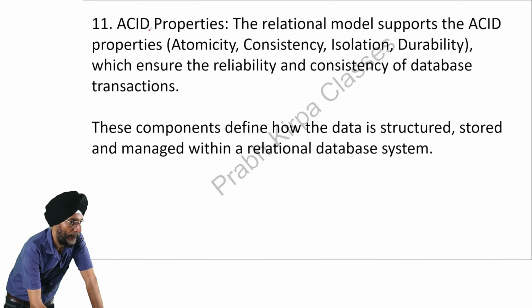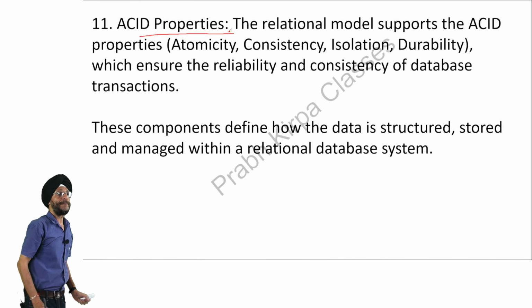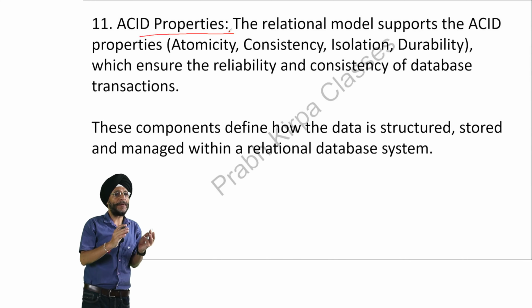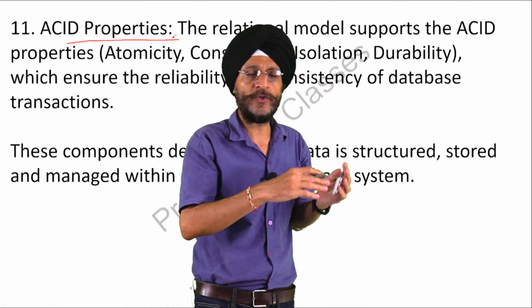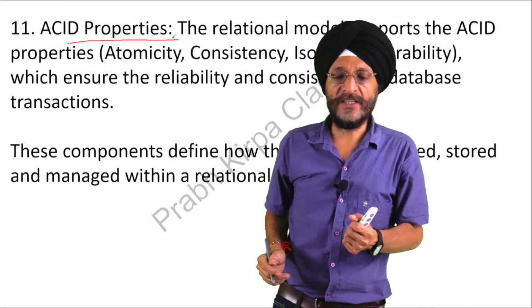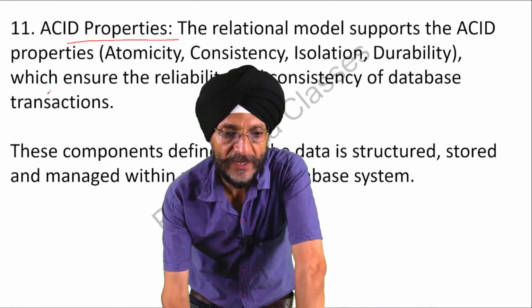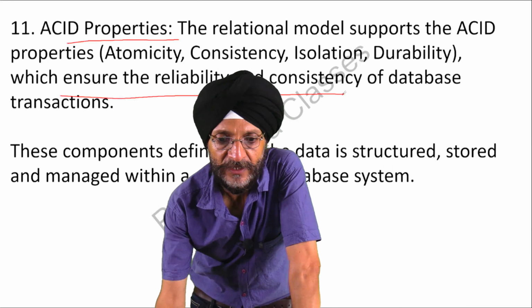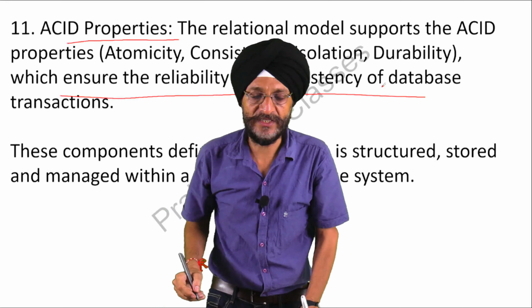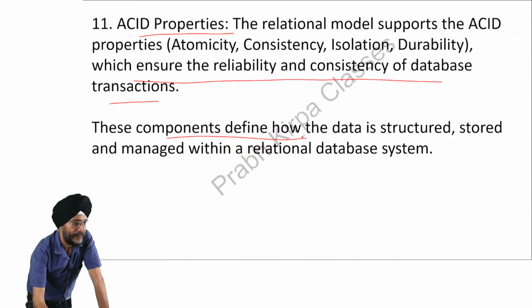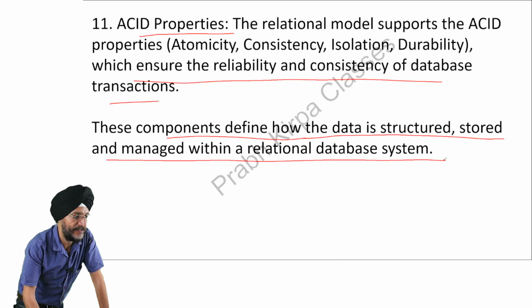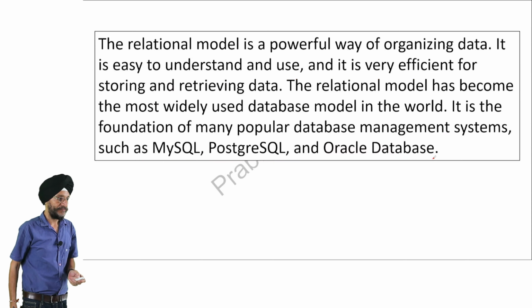Now come the ACID properties. We have already discussed the 4 ACID properties of DBMS, that is atomicity, consistency, isolation, durability. The relational model supports the ACID properties, which ensure the reliability and consistency of database transactions. These components define how the data is structured, stored and managed within a relational database system.